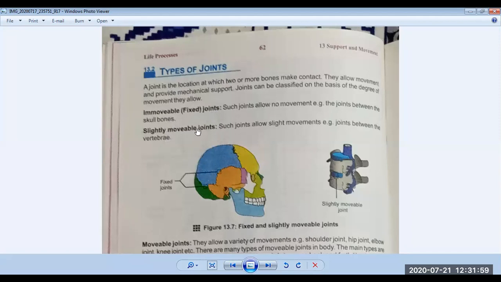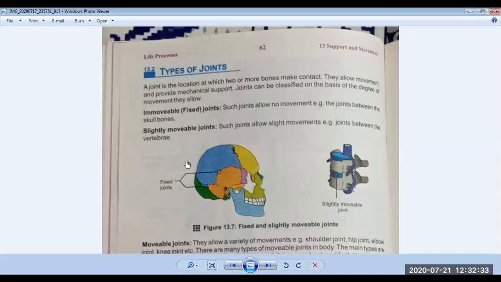Second is slightly movable joints. These are joints which allow slight, small movements. For example, joints between the vertebrae. We all know we have a vertebral column in our spinal cord, so we can bend, go right and left, up and down, due to our vertebrae, but it helps us move only slightly. So these are slightly movable joints.